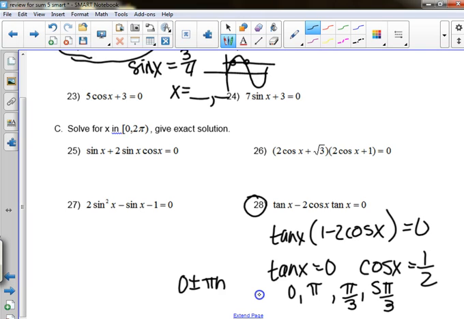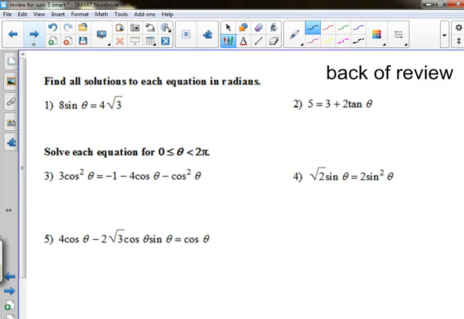So, what about this question? This says it's on the back of the review. Oh, these are on the back of the review? Oh, okay. I'm going to skip the first two. What about this lovely number 3?